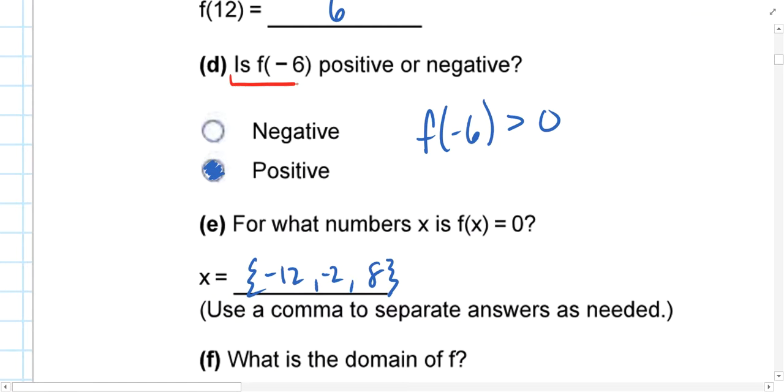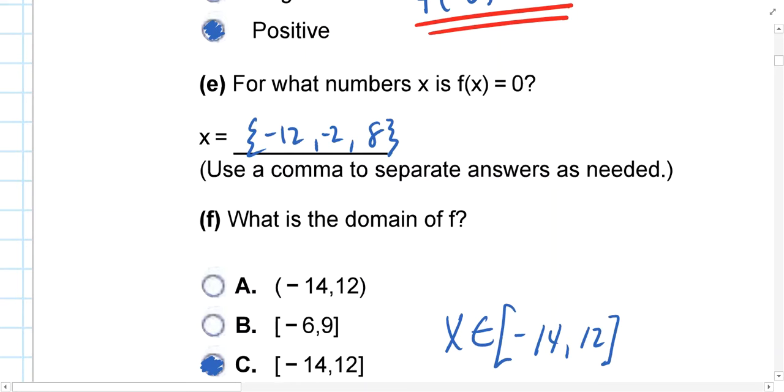When we're asking if a function is positive or negative, we're essentially asking if f of, in this case, -6 is greater than 0 or less than 0. Since f of -6 is positive, an appropriate way to write that using notation is like this: f of -6 is greater than 0.